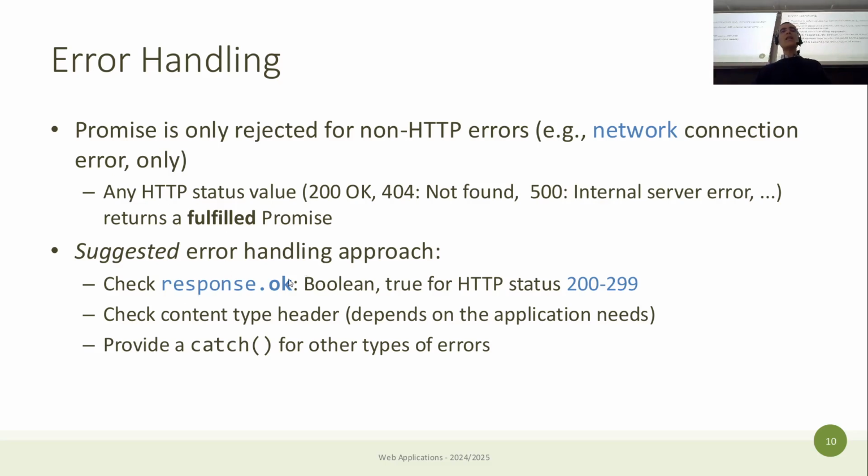So, suggested error handling approach. Actually, if it's a rejected promise, you don't have an answer from the server, so you will have nothing to do, basically. You can have a catch, and you might want to show something to the user, maybe say network error, try again later, something like this, but you cannot really do more than this.